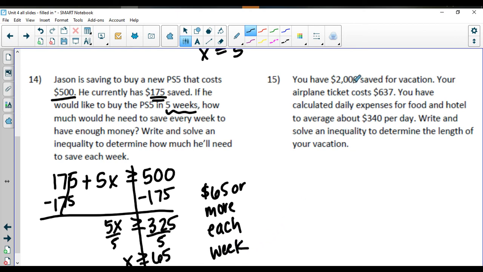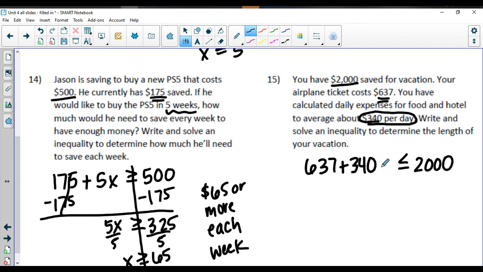And our last problem here, you have $2,000 saved for vacation. Your airplane ticket costs $637. You have calculated daily expenses for food and hotel to average about $340 per day. Write and solve an inequality to determine the length of your vacation. So we're bound by this $2,000 because we can't go over it, but we can be under it or equal to it. Flights is going to be $637, and we're allowed to travel at $340 per day. So that's going to get our x.